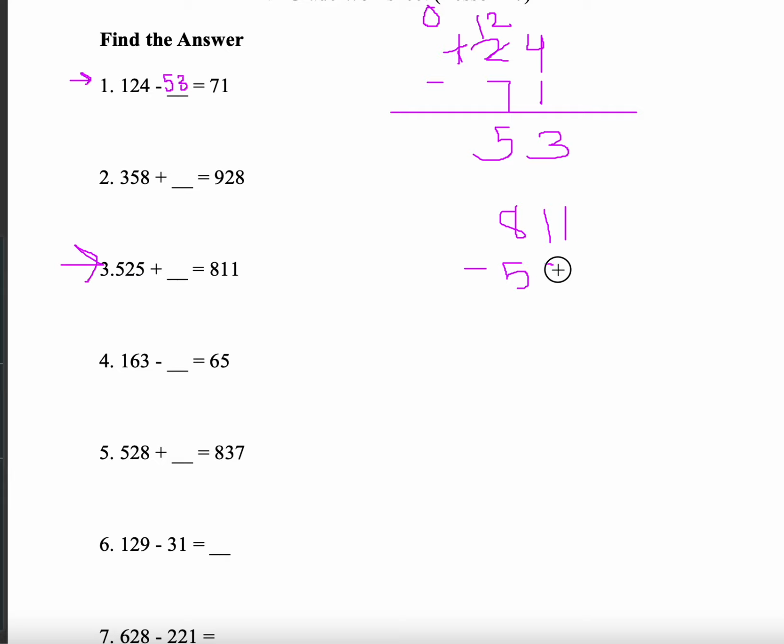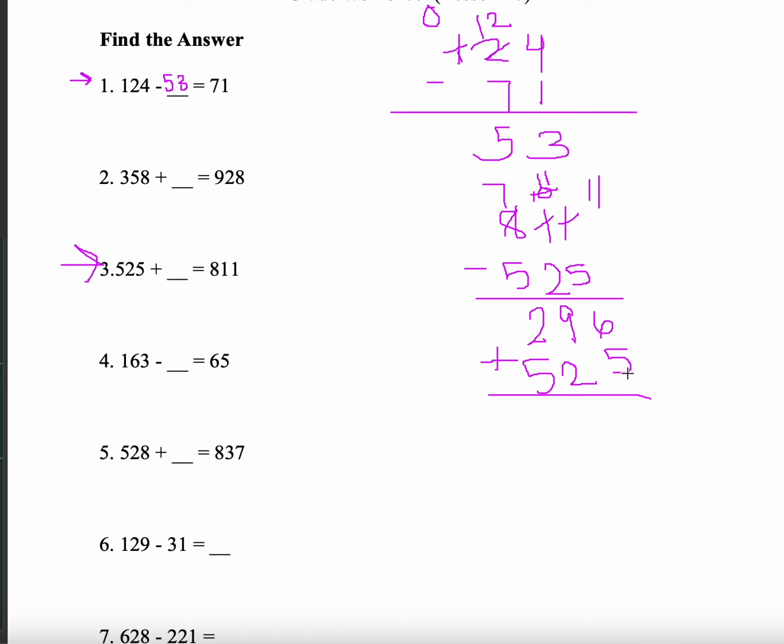So 800 minus 525, cross out the 1, change it to 11. This is too small, so we change it to 10 and then back to 11. And then this we have to change to a 7. So this 11 minus 5 is 6, 11 minus 2 is 9, and 7 minus 5 is 2. We can always check our answer by adding 525 back to the number to see if we actually get 811.